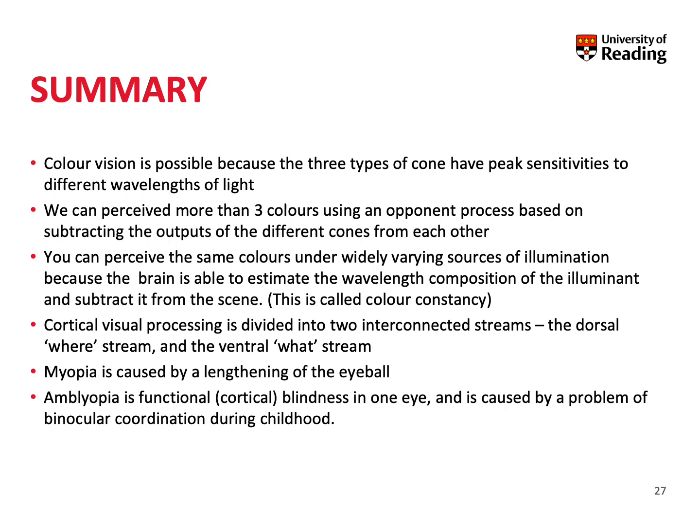In the brain, cortical visual processing is divided into two interconnected streams, the dorsal where stream or action stream and the ventral what stream. In development, myopia is caused by lengthening of the eyeball and hyperopia by shortening of the eyeball, and amblyopia is a functional or cortical blindness in one eye, and it's caused by a problem of binocular coordination during childhood.